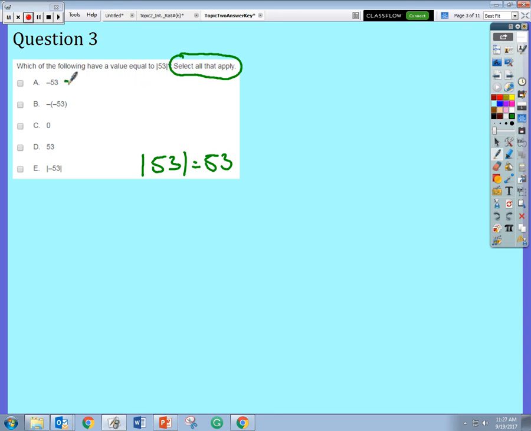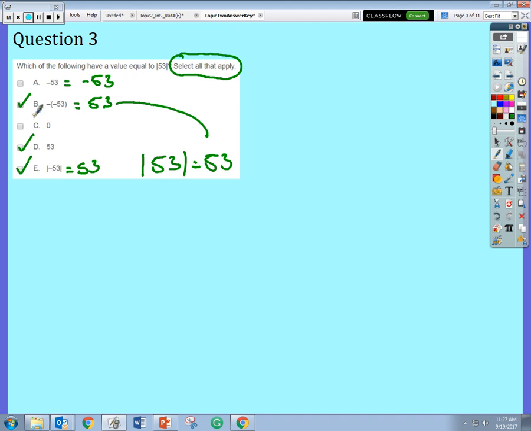Well, -53 is still -53. Okay, we have a -53. I want to take away your debt. You owe mom or dad $53. I'm going to give you $53. So now you have $53 to pay off your debt. Hey, 53 is the same as 53. So B is an answer choice. 0, that doesn't equal 53. 53, hey, that equals 53. The absolute value of -53 equals 53.